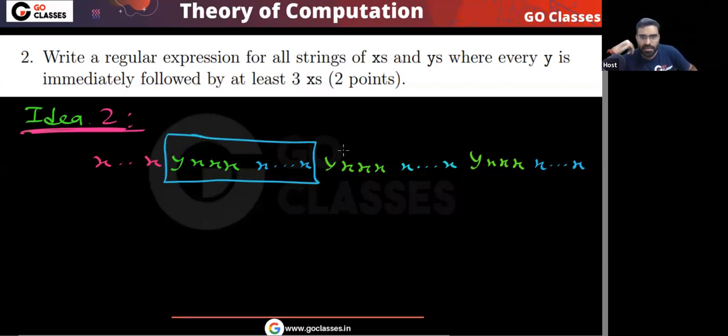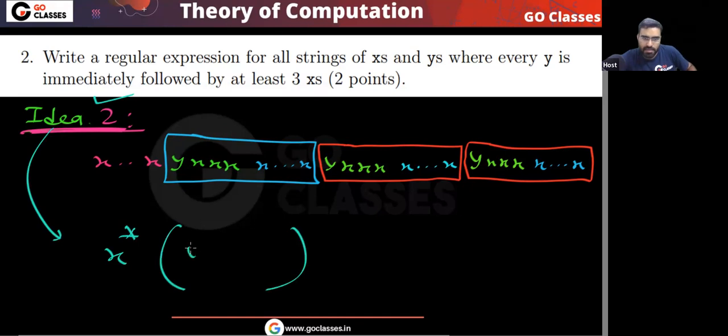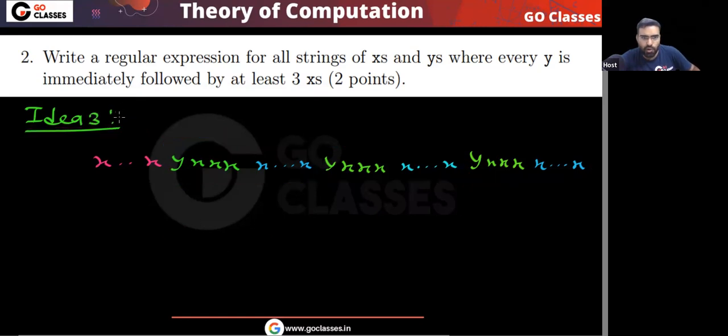Yes or no? In idea number 2, this structure was repeating. Please understand, in this idea number 2, your answer was x star, and this structure was repeating.